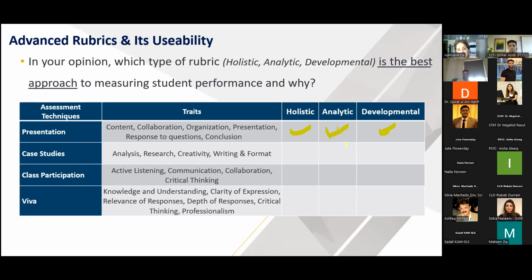Actually, that's important. The selection of rubric type depends upon the strength of the class, or it depends upon the time constraint as well. So these factors, or maybe some other factors, will affect the selection of the rubric style.